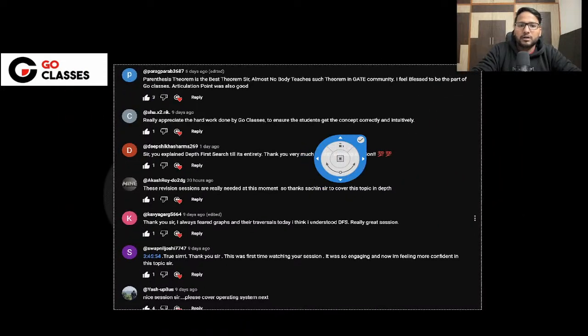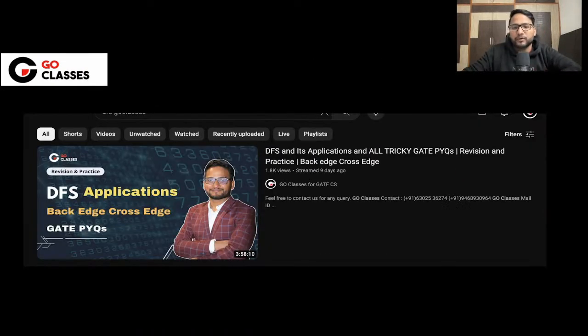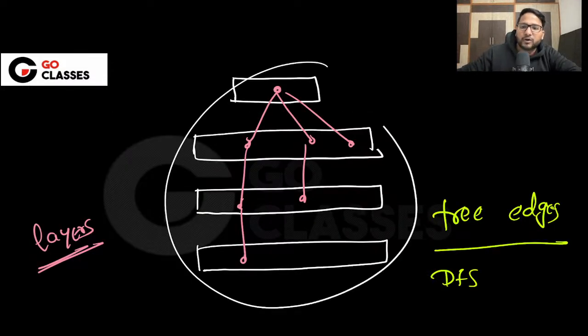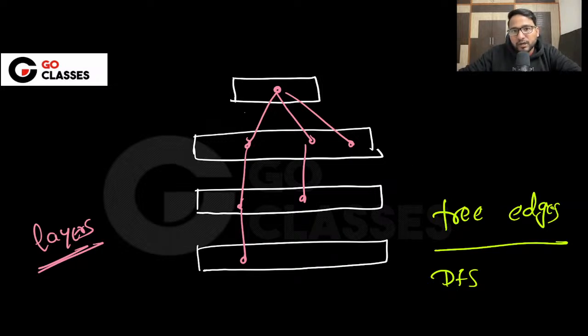Okay. So you can definitely watch this video to understand more about the edges and all. Now, what I'm saying here is that if I think of this particular thing as layers, then you can assume this is layer 1, this is layer 2, and so on. Now there are only tree edges in the tree. In the tree there are only these kinds of edges. These are called tree edges, right?